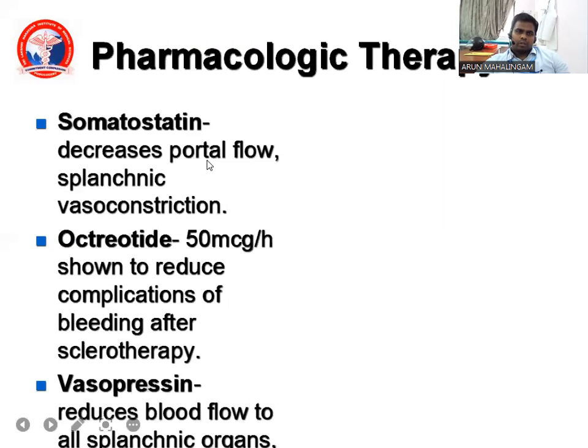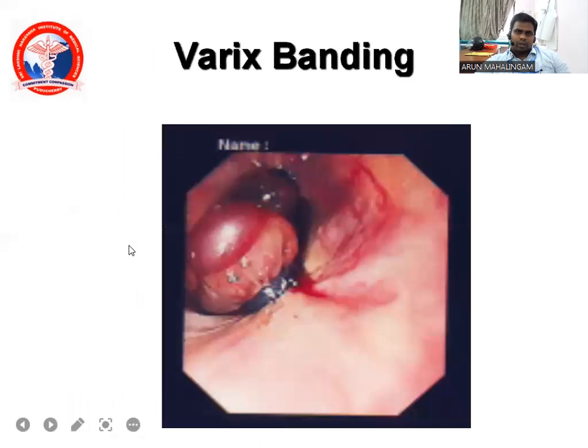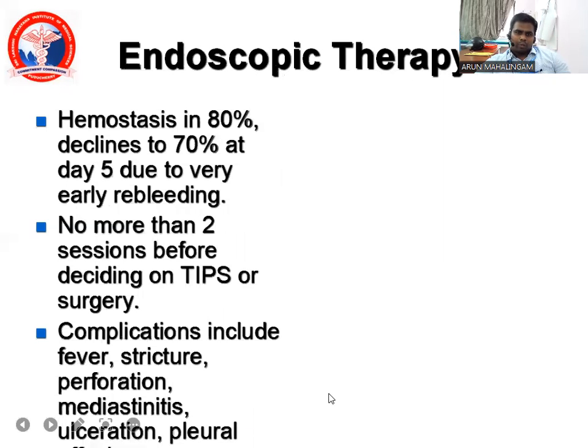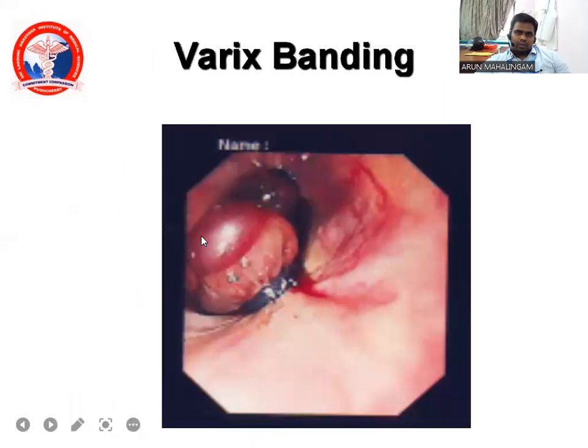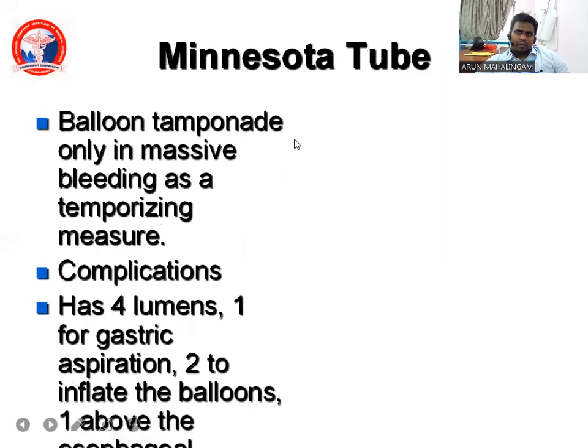Pharmacological therapy: you can start the patient on somatostatin, which decreases the portal blood flow and is a splanchnic vasoconstrictor, octreotide 50 micrograms per hour, slowly, to reduce the complication of bleeding. Complications include fever, stricture, perforation, mediastinitis. This is a picture of variceal banding.